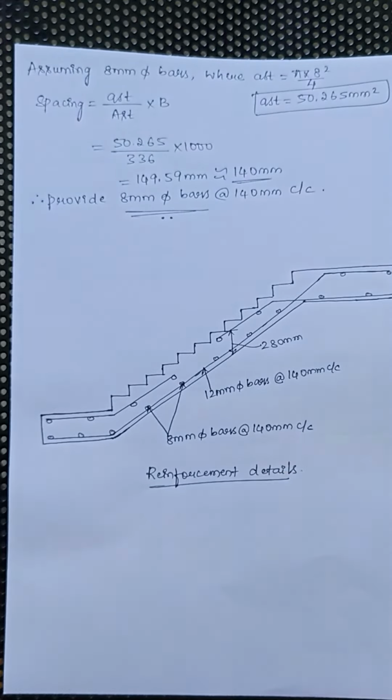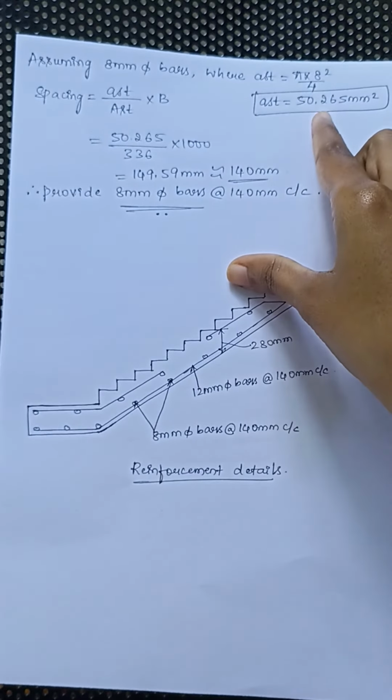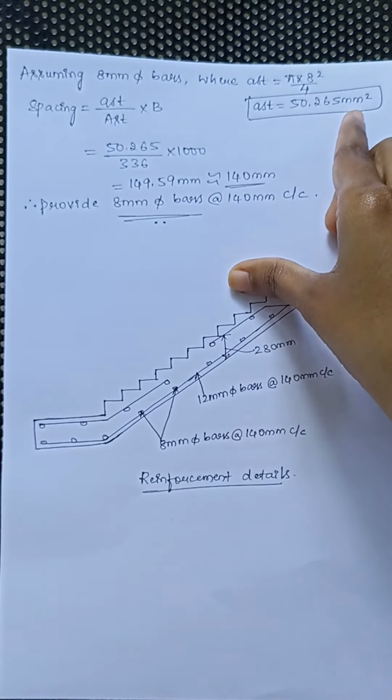Then let us assume the distribution bar of dia 8 mm, and now let us find the area of one bar. To find the area of one bar, we have the formula pi into 8 square by 4. That gives you 50.265 mm square.